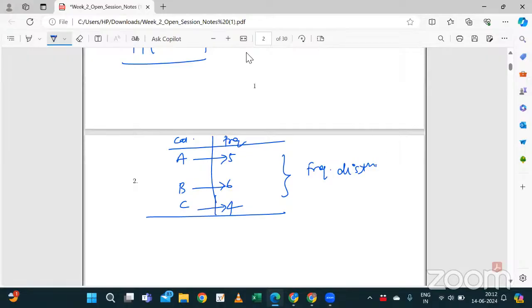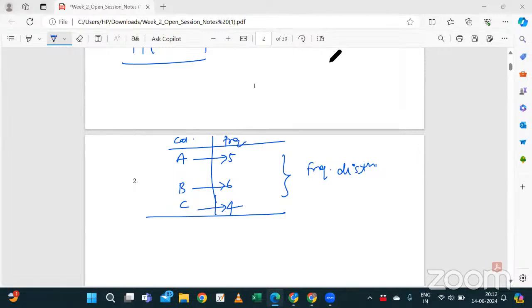Is it clear to all of you? This is a very basic thing, right? All right. Okay, I can see on the chat you are saying yes. Okay. So next thing is called relative frequency.